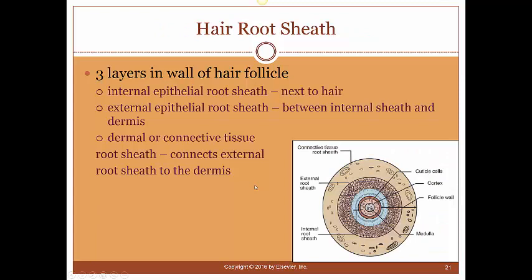When we start looking at the hair root sheath, we have three different layers of the root sheath here. We're going to have the internal epithelial layer that's right next to the hair. If you look, this would be the medulla of the hair. This is the cuticle. This area right here in the pink is the cortex, and this outer red is the cuticle, the very outer part of the hair.